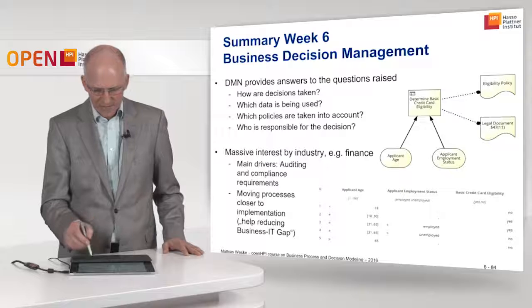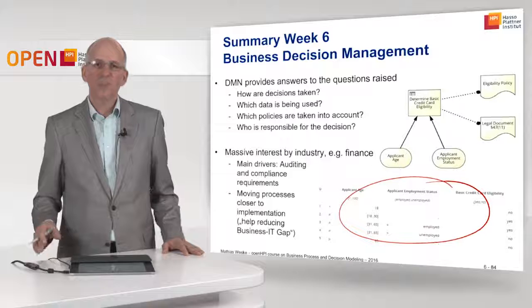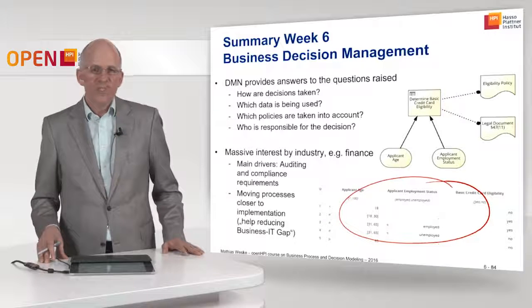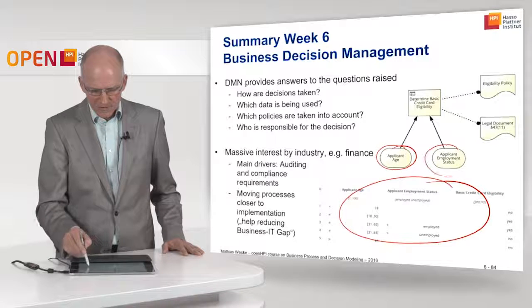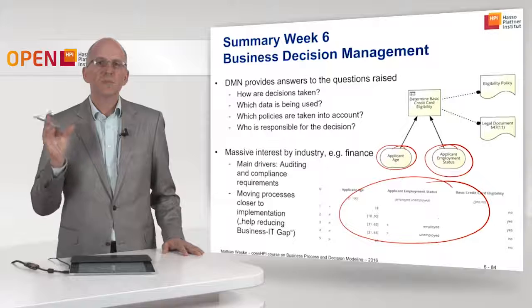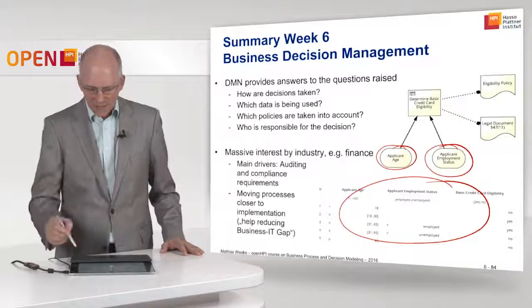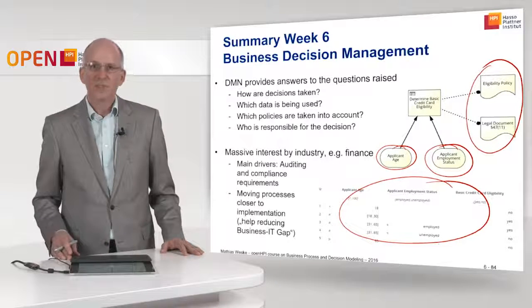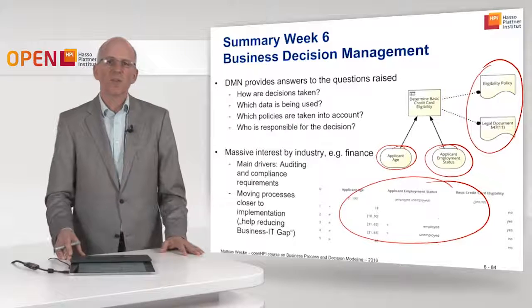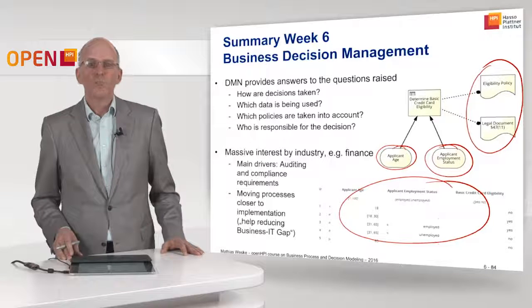How decisions are taken is basically determined by the decision logic, for instance, by the decision table. Which data are being used is specified by the inputs on the decision requirements level or by the respective column in the decision table. Which policies are taken into account? The policies can also be associated with the decision in the decision requirements diagram, so we can specify the policy. And we have also seen that we can say exactly who is responsible by using the decision maker attribute of the decision.